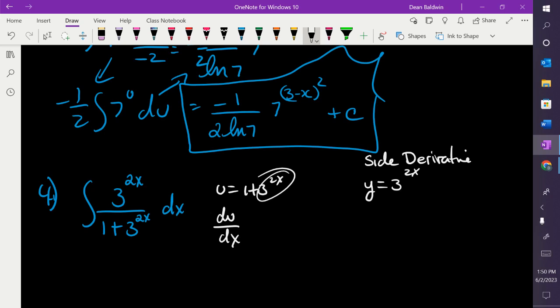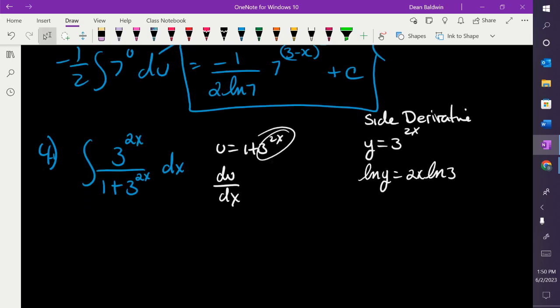We need to take the derivative of this. So what do we do? We log it because we got some weird exponential function. So we natural log both sides. And we get the 2x to fall down. What's the derivative of the natural log of y? What's the derivative of 2x natural log of 3? 2 natural log of 3, because really this is all being multiplied, and the 2 and the natural log of 3 are all constants. So it's just 2 natural log of 3.